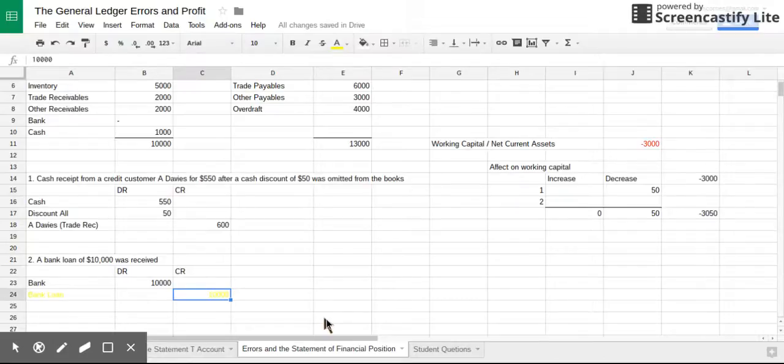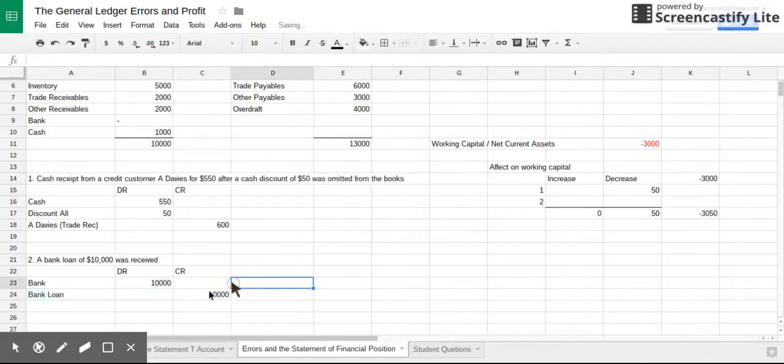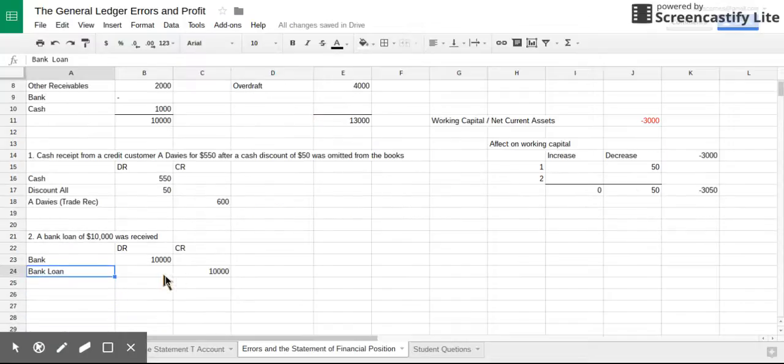But what about the bank loan? Bank loan is going to be a liability, so we need to put a credit entry in. But what we need to remember about the bank loan is it's not a current liability, it's a non-current liability. It will normally be paid off in more than 1 year. So the bank loan itself isn't going to have any impact on working capital. So there's going to be a $10,000 increase in working capital because of the bank received.